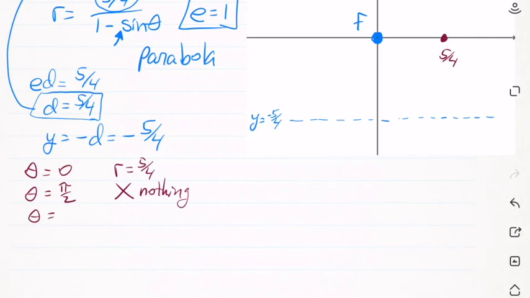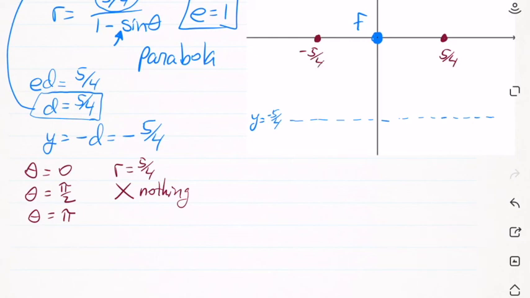If theta is equal to pi, then the sine of pi is also 0, and you also get 5/4, but it's 5/4 in that direction because pi points in that direction. So I'm going to get another point over here at negative 5/4 on the x-axis.